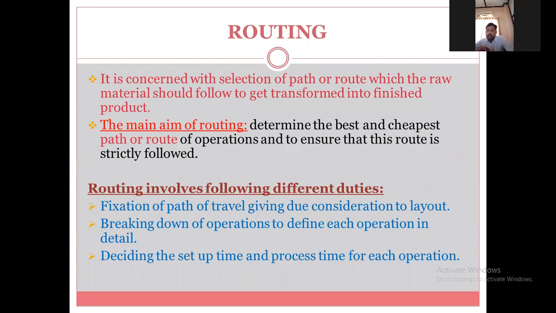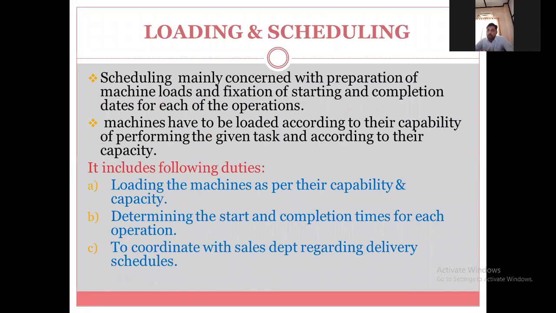Next, deciding the setup time and process time for each operation. Okay, this is about the routing.